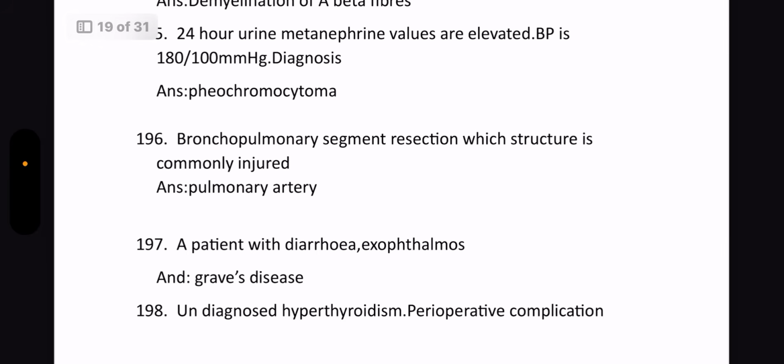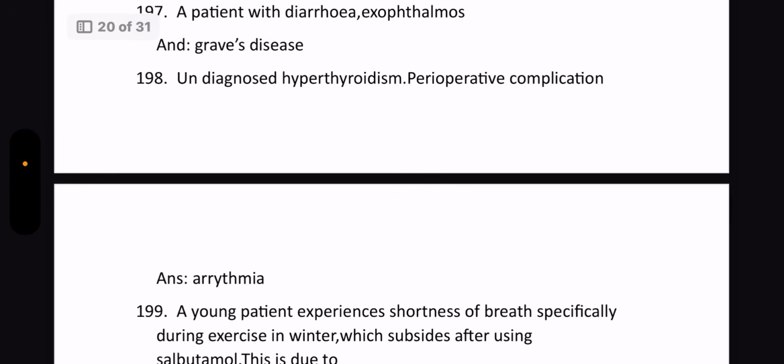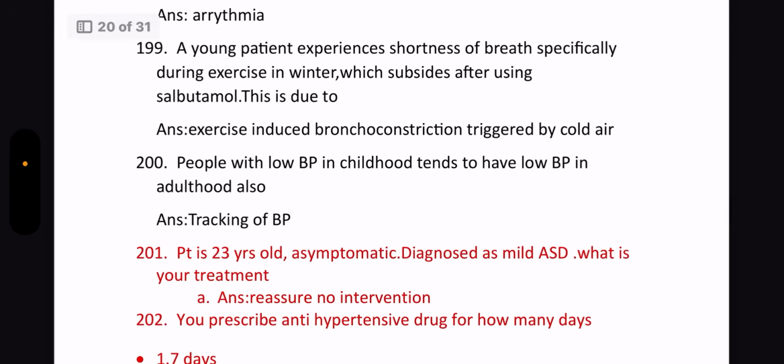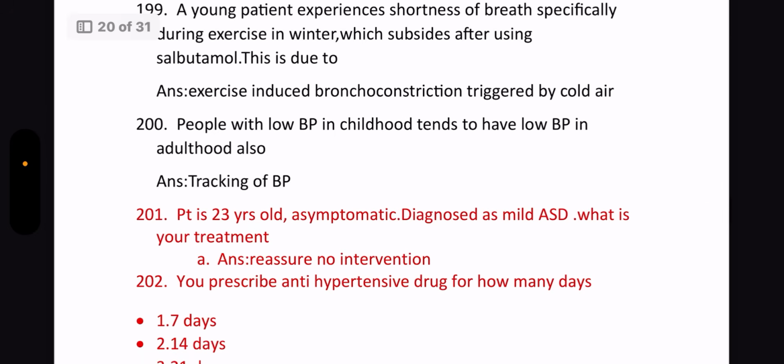Next, 24-hour urine metanephrine values are elevated. BP is 180/100. Diagnosis is pheochromocytoma. Next, bronchopulmonary segment resection. Which structure is commonly injured? Answer, pulmonary artery. Next, patient with diarrhea and exophthalmos. Answer is Graves' disease. Next, undiagnosed hypothyroidism. Perioperative complication is arrhythmia. Next, young patient experiences shortness of breath specifically during exercise in winter which subsides after using salbutamol because of exercise-induced bronchoconstriction triggered by cold air.